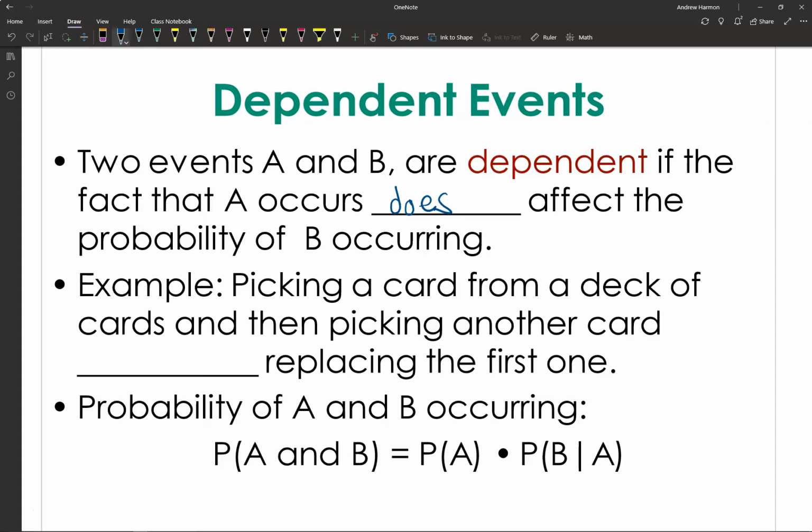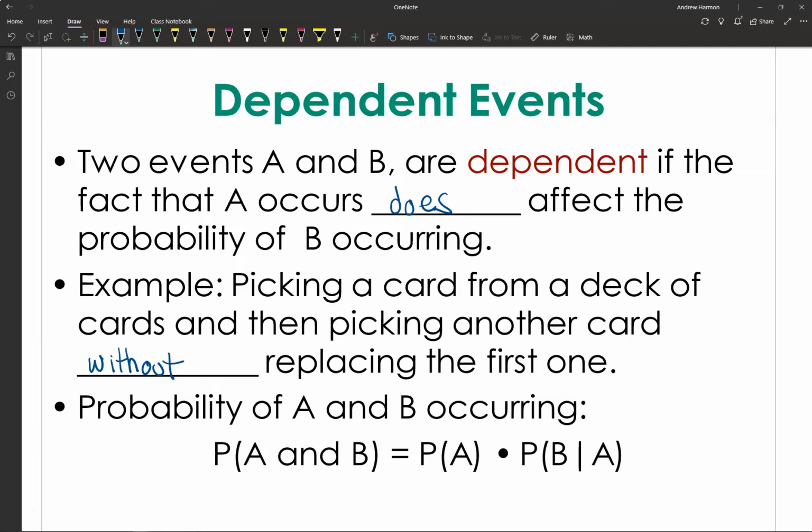An example of this would be taking a deck of cards, and in that deck of cards, we're going to be picking a card, then picking a second card, this is the important part, without replacing the first one.